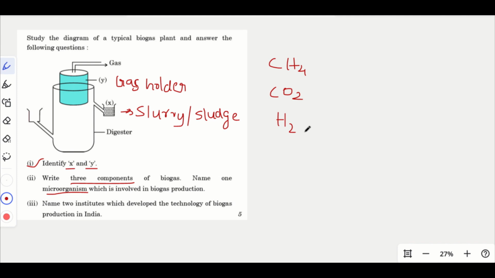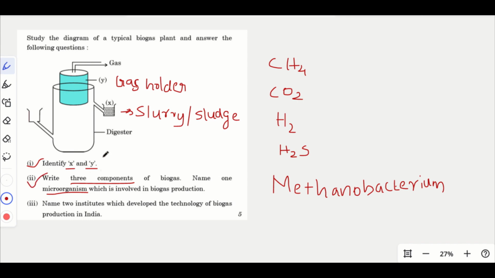Or you can also write hydrogen sulfide. That is also correct. So the components are methane, carbon dioxide, hydrogen or hydrogen sulfide. Okay. And what is the microorganism involved? It is Methanobacterium. Okay. Methanobacteria. So it is a methanogen. So this is the answer for the second part.